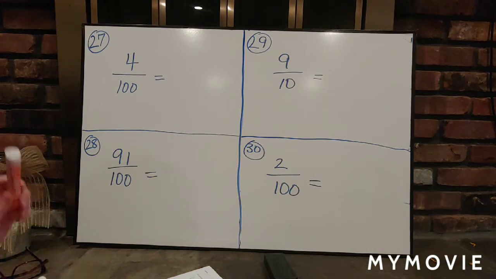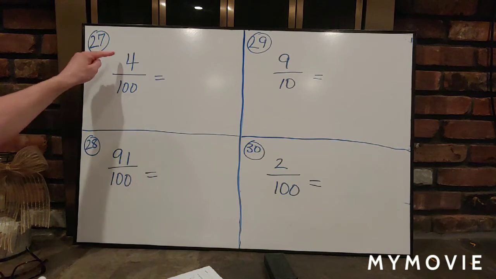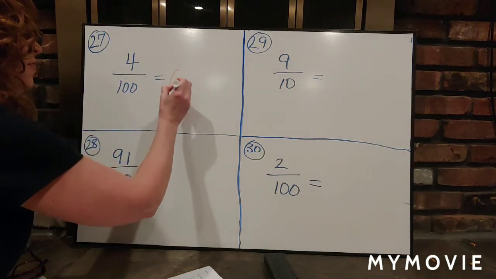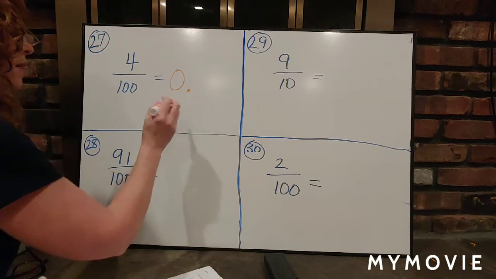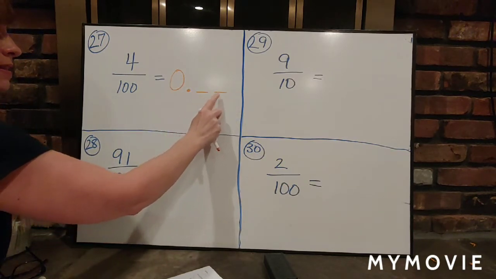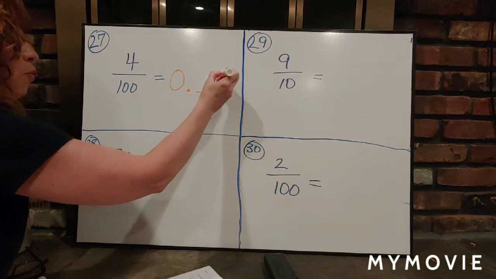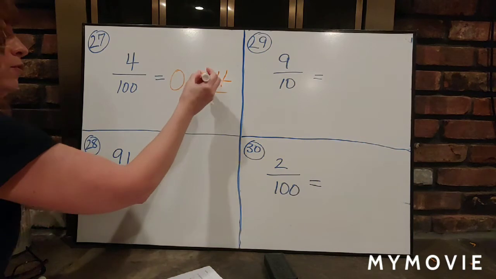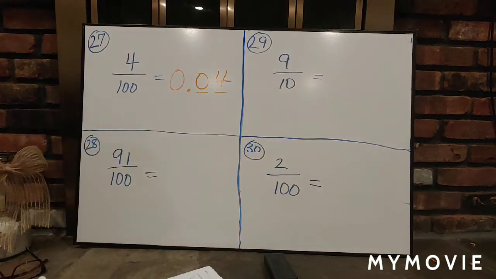So we've been doing these, so this should come pretty easy. Remember, you're always going to say it out loud. 4/100. So there's nothing in the ones column. These are our two columns, right? This is tenths, this is hundredths. So we know the 4 is going to go in the hundredths. So what would go here? If you said 0, you were correct.